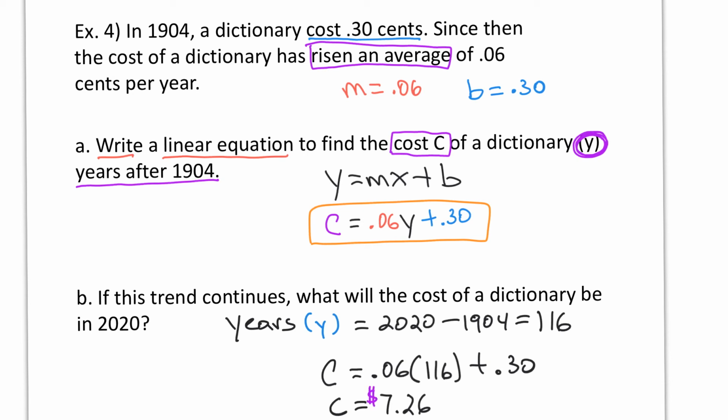So from 1904, the initial cost was 30 cents. Now, well, not now, in 2020, it's going to be $7.26. So yeah, I did say at the beginning of the slide that it wasn't 100 years, but it is more than 100 years. From 1904 to 2020, that's 116 years. 100 years would be 2004. So just make sure that you guys subtract the years to find out how many years you have, and you substitute into the years for the Y.